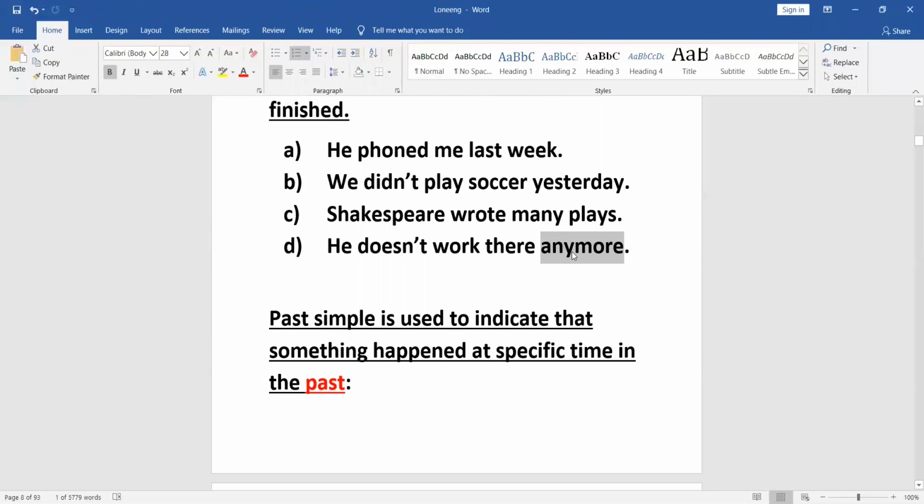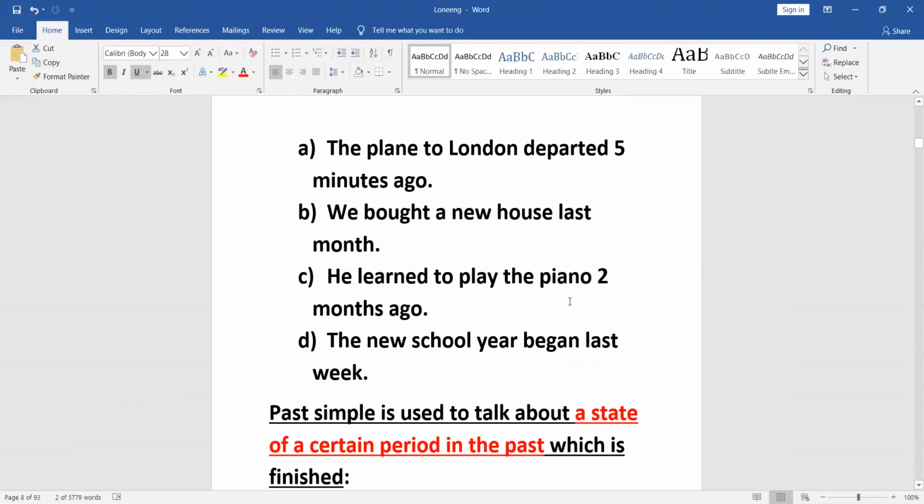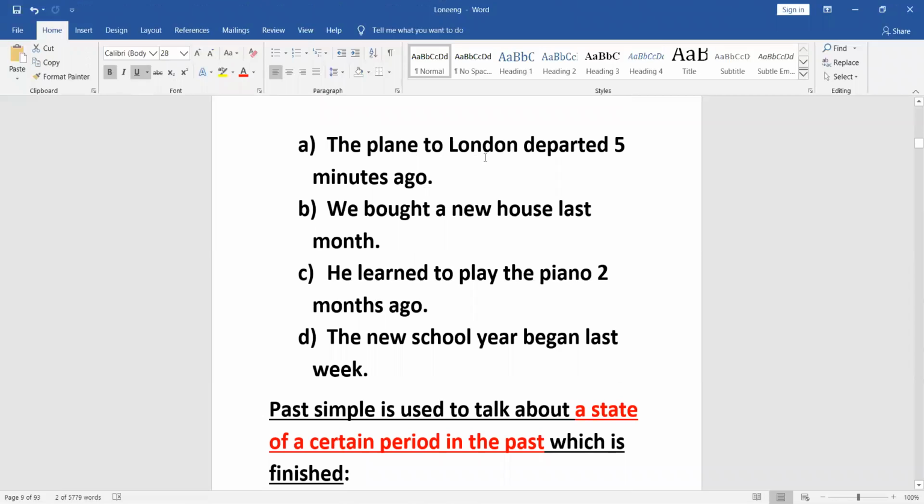All right. So now that we've learned a little bit about past tense, past tense is also used to indicate that something happened at a specific time in the past. So when can we use the past tense? You can use it to indicate a specific time in the past. Let's take a look. The plane to London departed 5 minutes ago. When did the plane depart? It went 5 minutes ago. So this word ago indicates that it's the past tense.